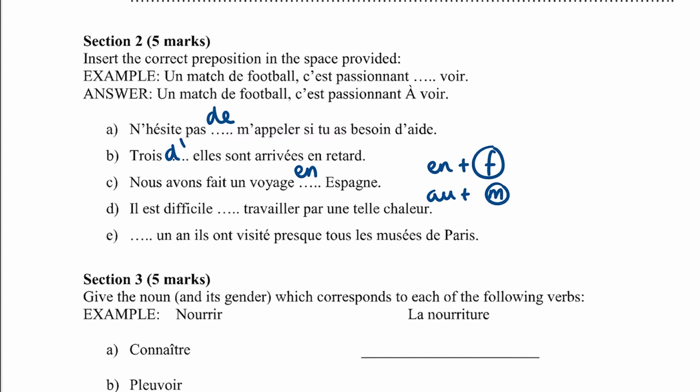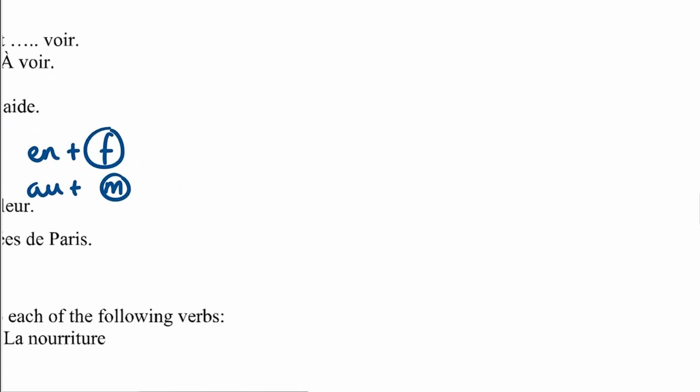And usually, in basically every case, a feminine country is one which ends with an E. Oh, if only all nouns were like that. Unfortunately not. Il est difficile de travailler. So this is something to keep in mind.